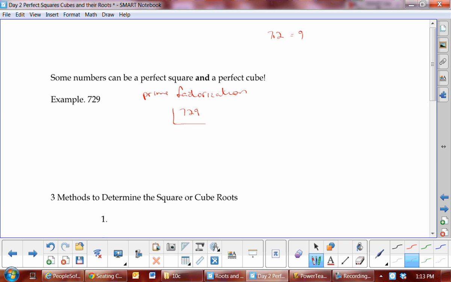Okay? What about this one that we're doing right here? 729. 7 plus 2 is 9, plus 9 is 18. Is 18 divisible by 9? Or 3, I should say. Okay? So if you add up all the digits, and their sum is divisible by 3, the whole number is divisible by 3. Okay? 4.